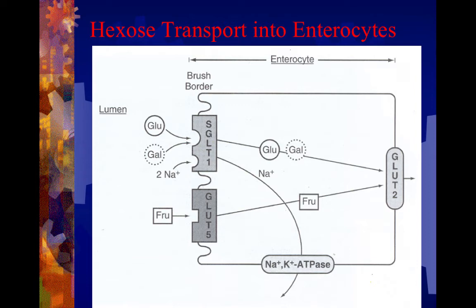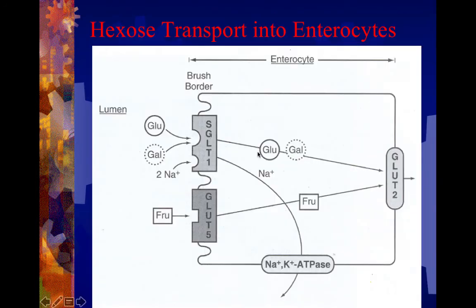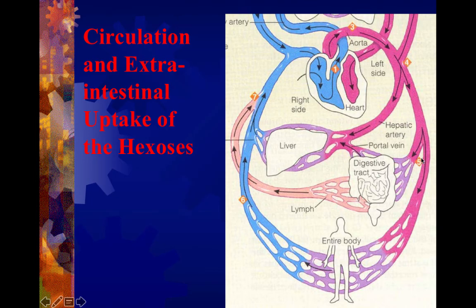Okay, so now let's kind of follow this through. Remember, we're on enterocytes here, but now these monosaccharides have gone into the blood. And in this case, the monosaccharides are now in the portal vein, and the monosaccharides would go into that circulatory system that's taking them towards the liver.